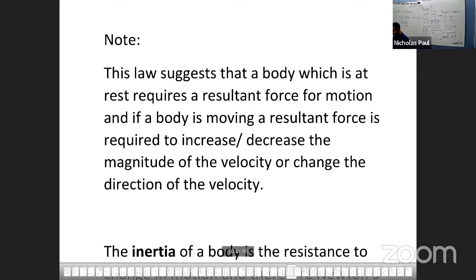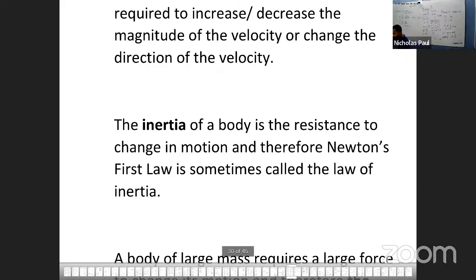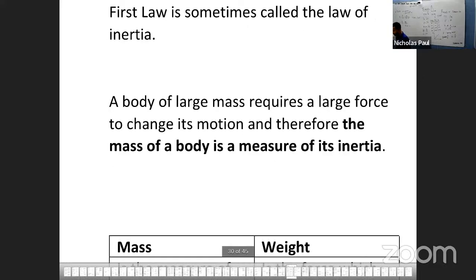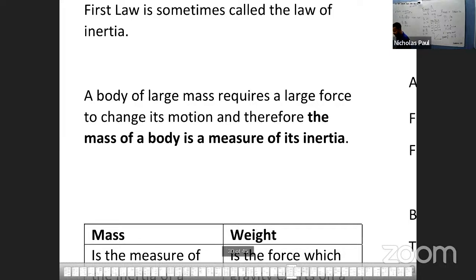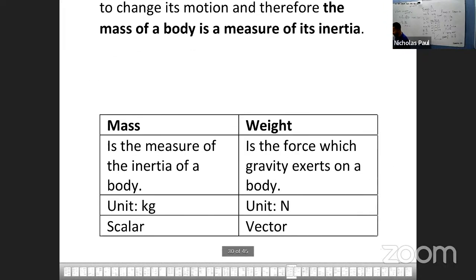This here will be the basis behind circular motion. So when we move on to circular motion, this is very important. Inertia of a body is its resistance to change in motion, and therefore Newton's first law is sometimes called the law of inertia. A body of large mass requires a large force to change its motion, and therefore the mass of a body is the measure of its inertia. Larger the object, larger the inertia.